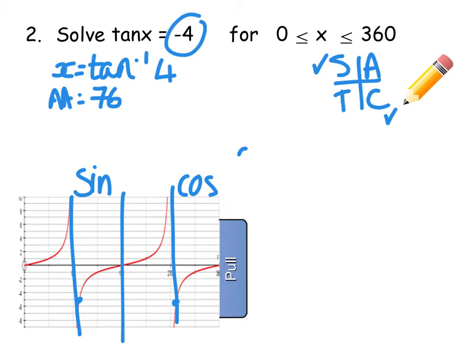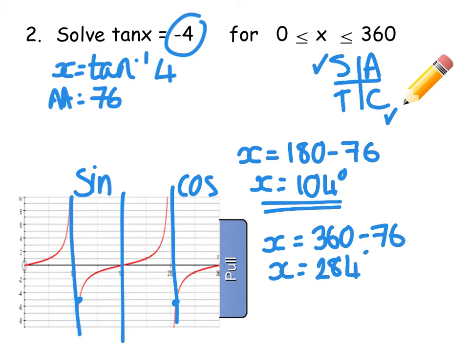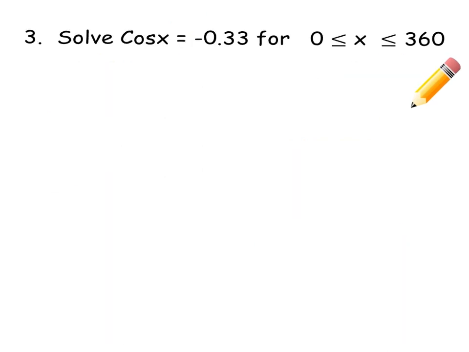So then I go and I do x equals. For the sine box, we do 180 take away 76, which is 104 degrees. And for the cos box, I do 360 take away 76, which is 284 degrees. And there are my two answers, underlined so that I know it's 104 and 284. And if you look at my diagram, that matches. There's your 104 just after the 90, and there's the 284 just after the 270. So it works.